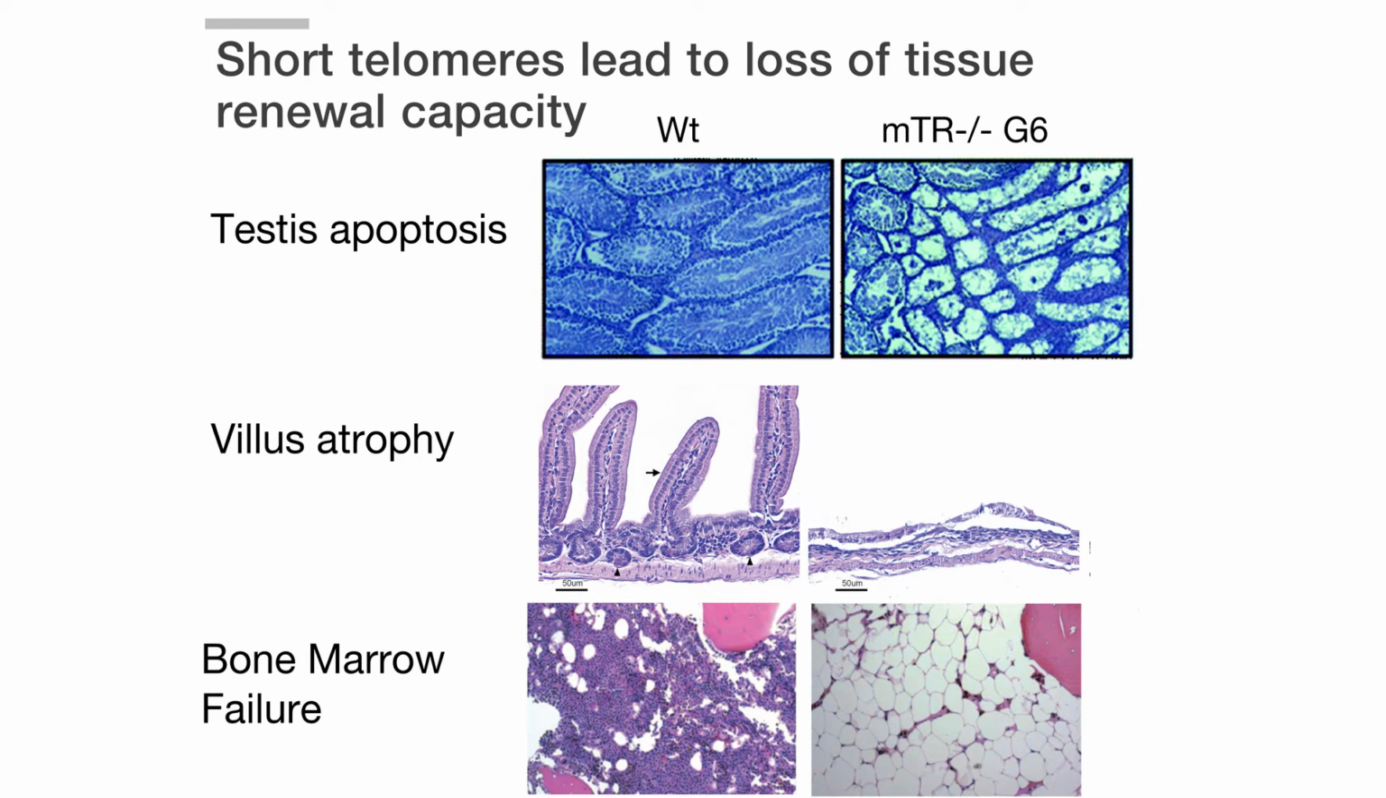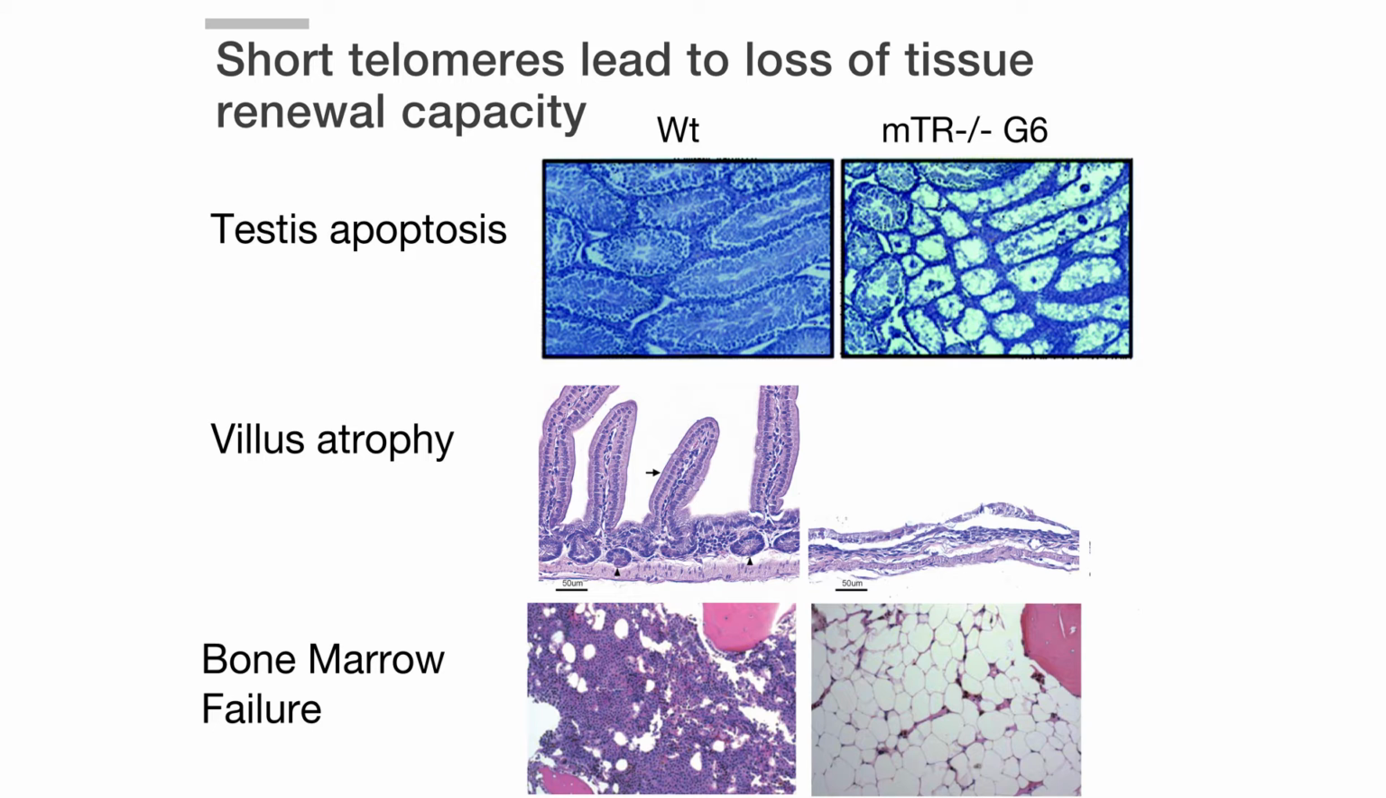At the organismal level, I mentioned that there's infertility in the late generations. If you look in the testes at the seminiferous tubules in the wild type, you see these normal tubules where you have the meiosis around the periphery and then the spermatids moving in. And in the G6, you see these empty tubules because there's apoptosis in the early meiotic precursors.